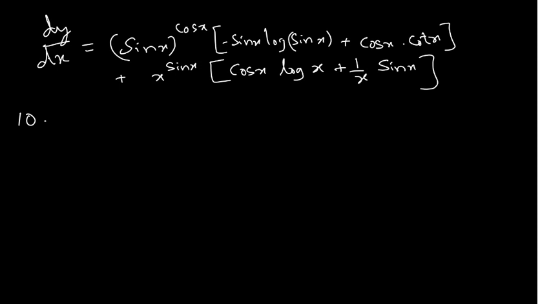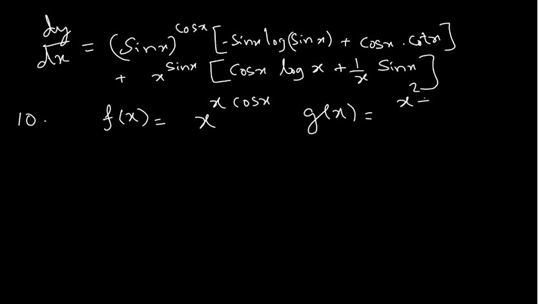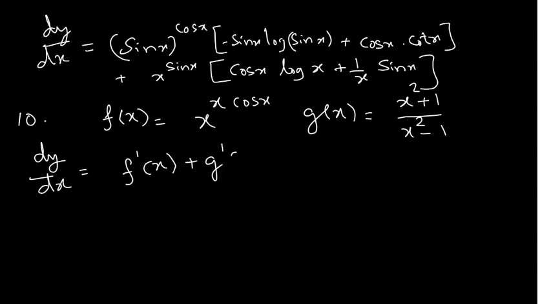So x to the power of x cos x, so f of x, I'm writing straight away, x to the power of x cos x, g of x is x square plus 1 divided by x square minus 1. So as usual, dy by dx is nothing but f dash x. This step you have to write, okay, g dash x.